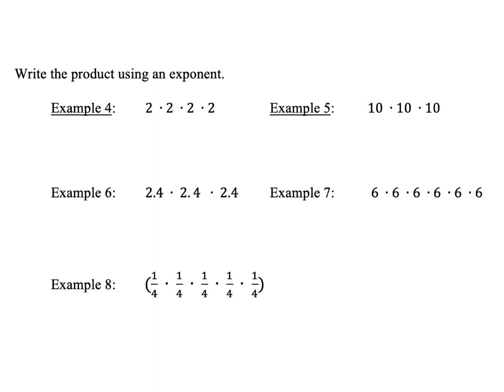So now let's do some more examples. It says write the product using the exponent. Example number 4, our base is 2. How many do we have? 2, 3, 4. We have 4 of them, so it's 2 to the 4th power. Example number 5, our base is 10 because it's 10 times 10 times 10. How many times did we multiply that 10? We multiplied it 3 times. Example number 6, we have 2.4 as our base, 1, 2, 3 times, so it's 2.4 raised to the 3rd power.